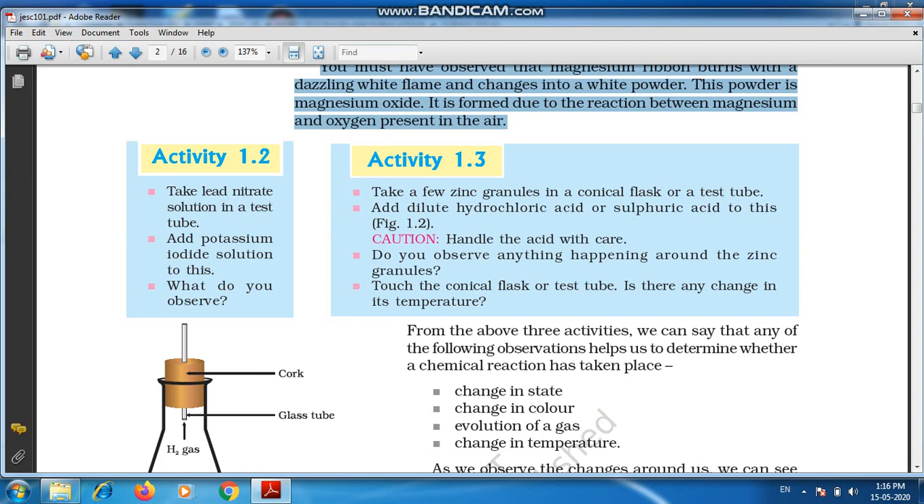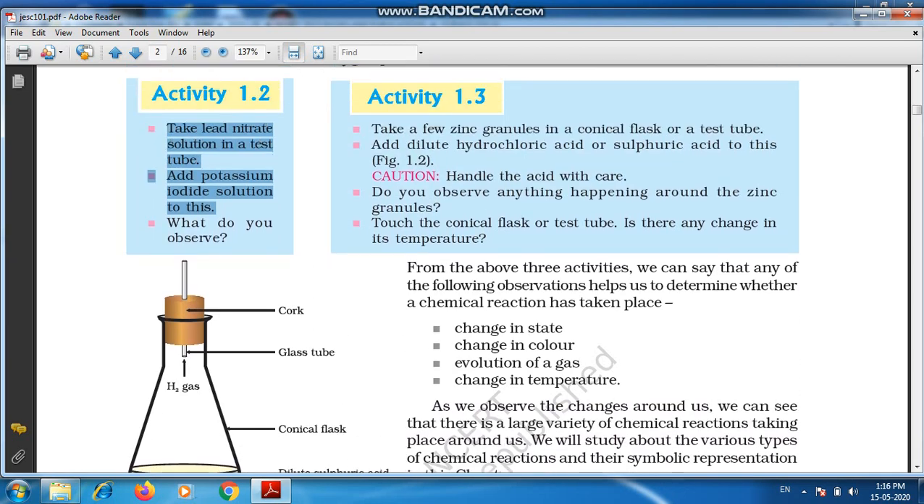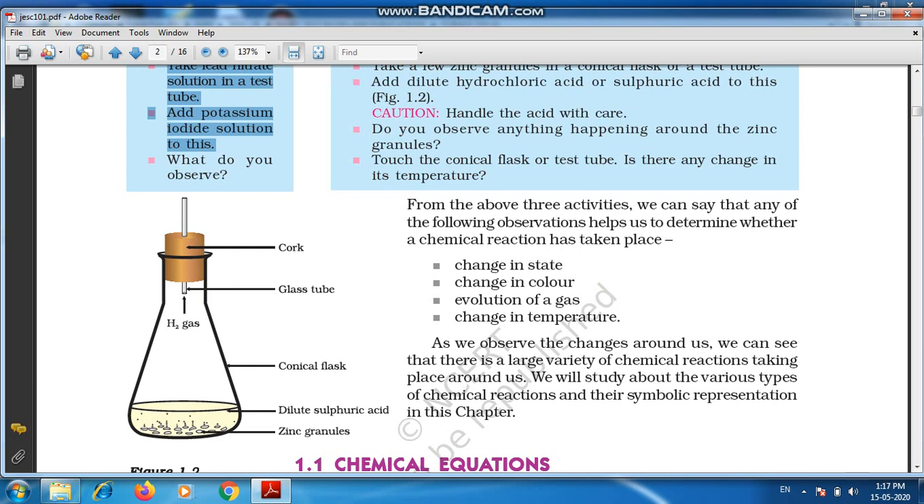In the same way, we have a second activity where we take a lead nitrate solution in a test tube and we add a potassium iodide solution to it. There also a change will come. The change will be in the form of color. And the third activity in your text is that zinc granules are taken in a conical flask and dilute hydrochloric acid or sulfuric acid is added. You can see in the figure, this is a conical flask. When you add dilute sulfuric acid or hydrochloric acid on the zinc granules, a gas is liberated, and the gas liberated is hydrogen gas.